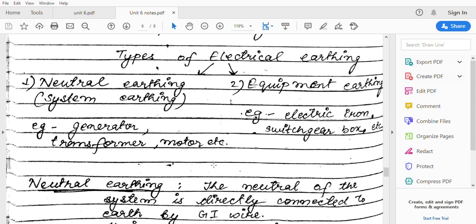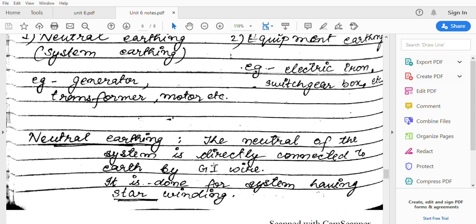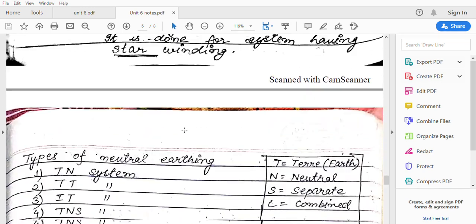Now neutral earthing or system earthing, the neutral of the system. Okay, we have seen this power system, the things are connected in star or delta. Mainly if they are connected in star, they will be having a neutral. So that neutral point of the system is directly connected to the earth by a galvanized iron wire. So this is done for a star winding system. So this is how neutral earthing or system earthing is done for generators, for transformers connected in star winding.